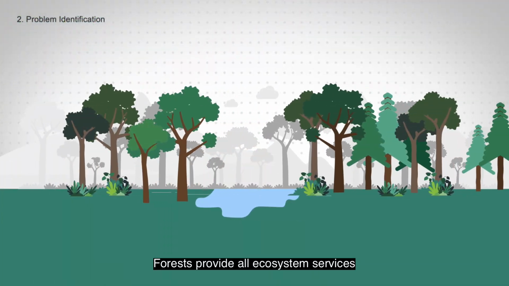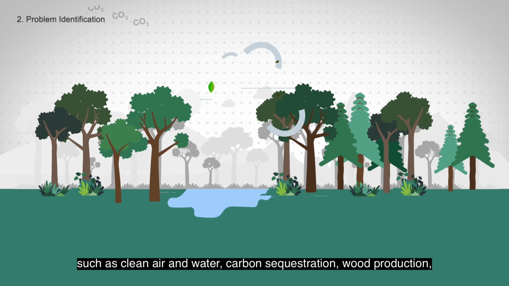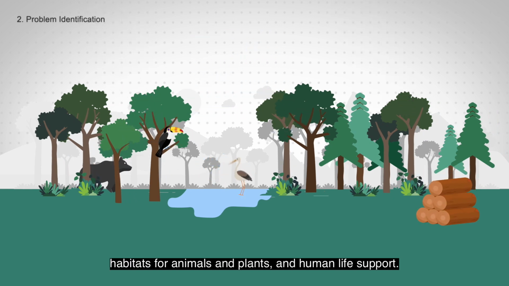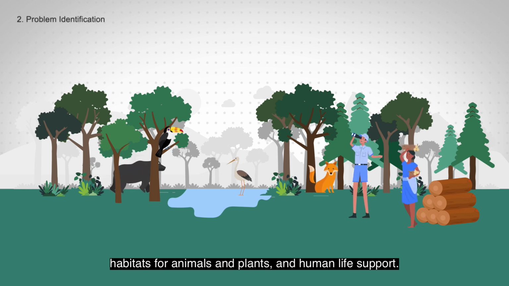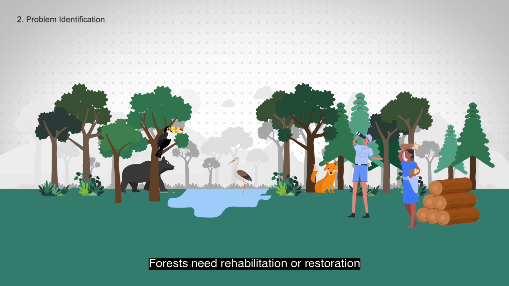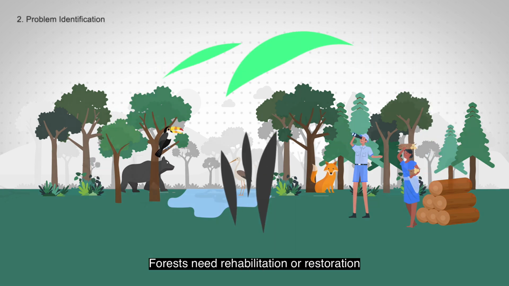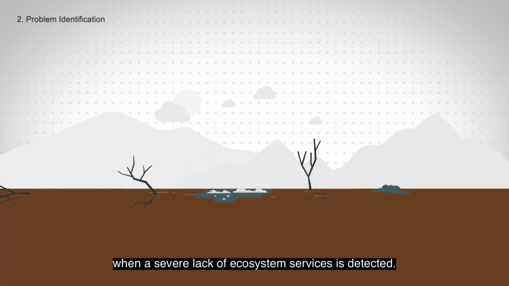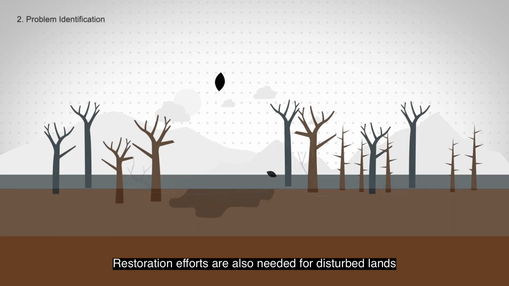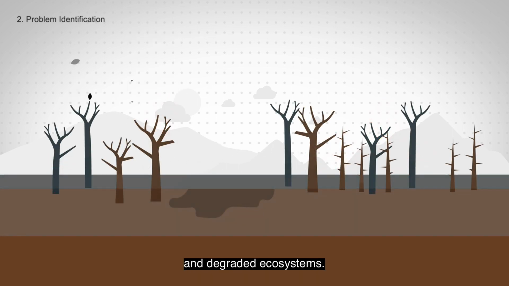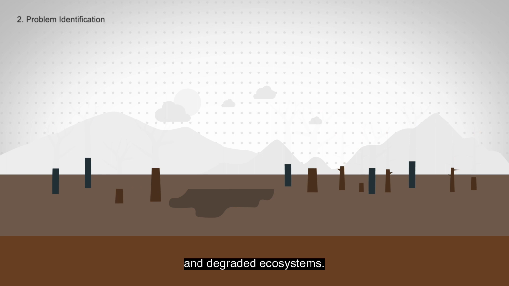Forests provide all ecosystem services, such as clean air and water, carbon sequestration, wood production, habitats for animals and plants, and human life support. Forests need rehabilitation or restoration when a severe lack of ecosystem services is detected. Restoration efforts are also needed for disturbed lands and degraded ecosystems.